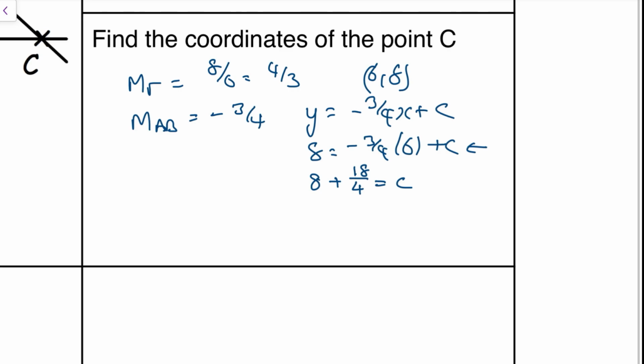18 over 4 is the same as 9 over 2. 8 plus 9 over 2, well, let's write this down. So 8 is the same as 16 over 2 plus 9 over 2 is the same as 25 over 2. Wow, got there eventually, sorry. Which means I know the line AC is y is equal to minus 3 quarters x plus 25 over 2.